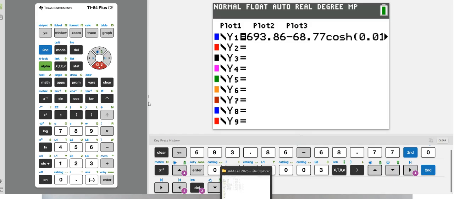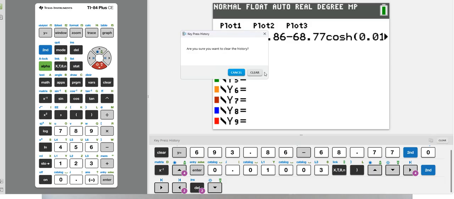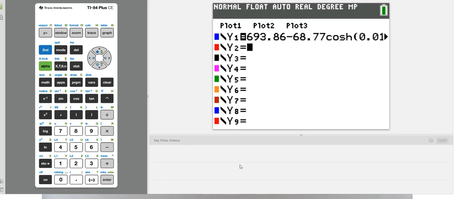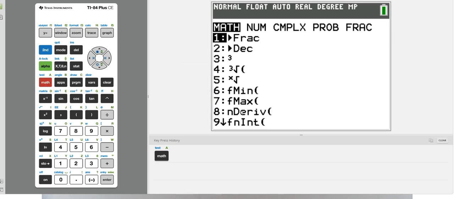Go back to our equation editor. Let me clear this up so you can see the keystrokes that I make. So I want the derivative here. You're going to find the derivative in the same place that you find the integral. So instead of math 9, it's going to be math 8.